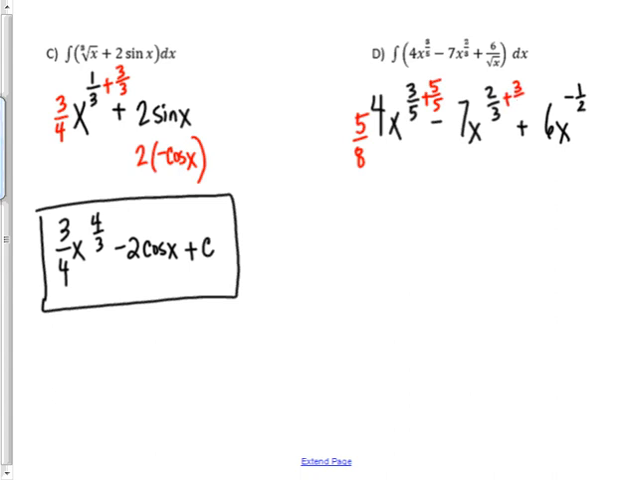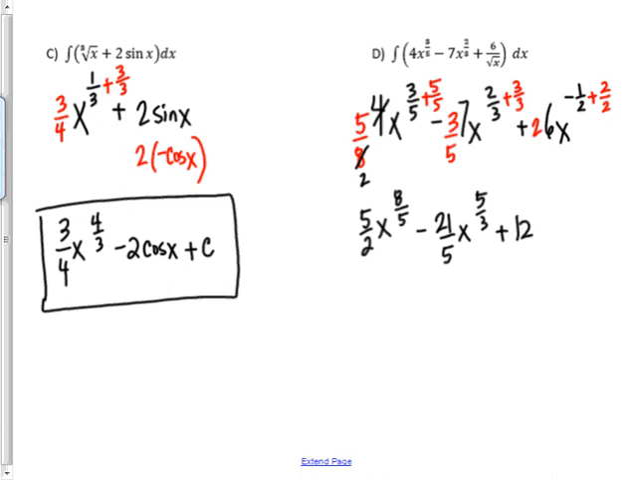Same thing here: add 1 to it, so I'm going to put plus 3/3. I always match that denominator, and I get 5/3, and dividing by 5/3 is the same as multiplying by 3/5. And add 1 to it, so plus 2/2, and I get 1/2, and dividing by 1/2 is the same as multiplying by 2. If I put it all together and cancel out, I get 5/2 x to the 8/5 minus 21/5 x to the 5/3 plus 12 x to the 1/2 plus c.